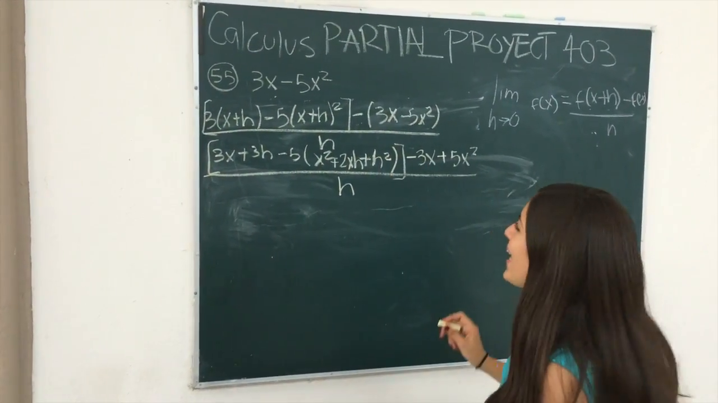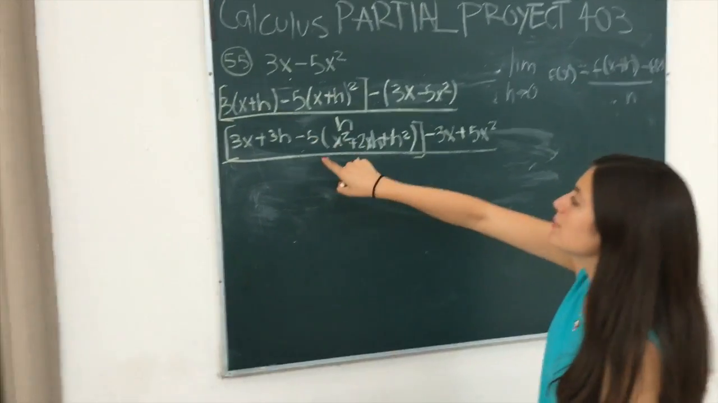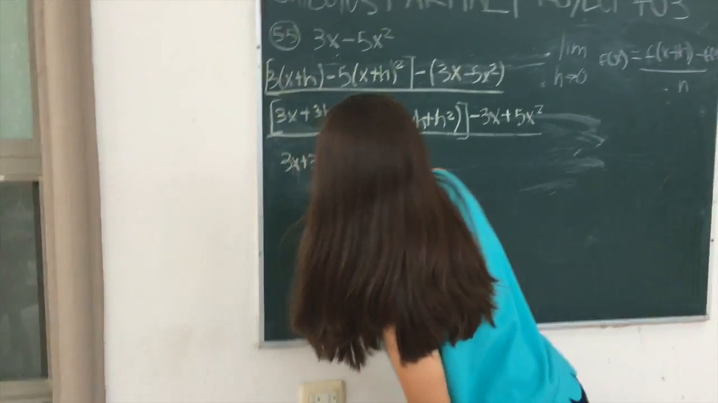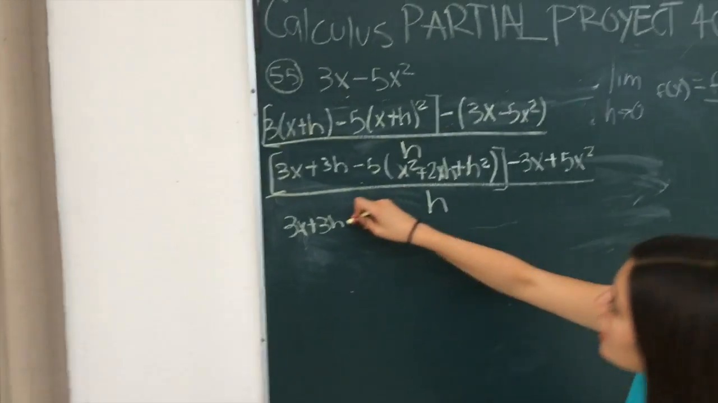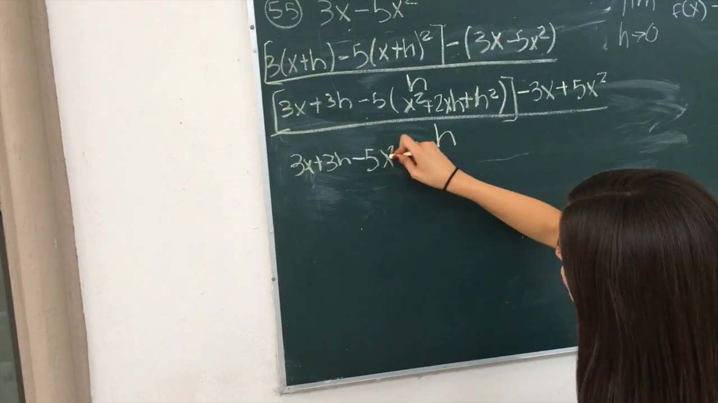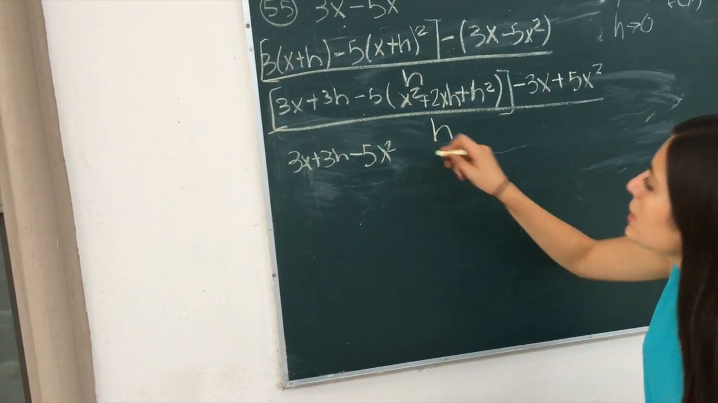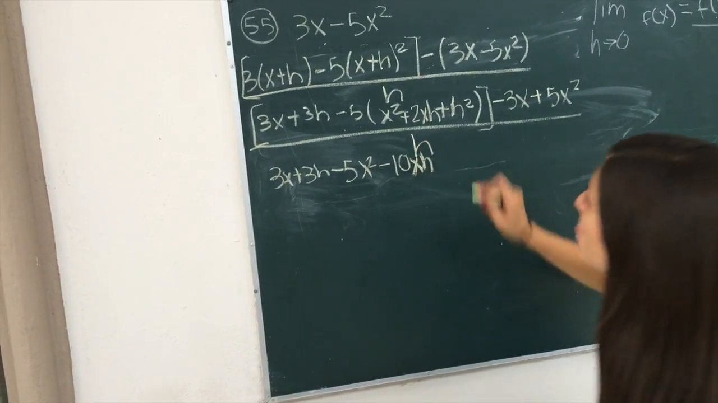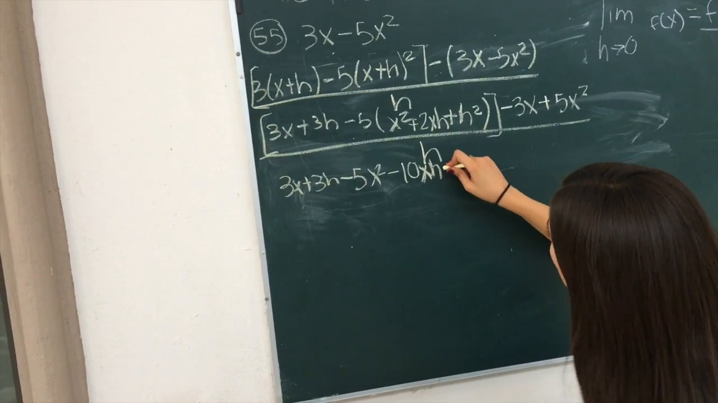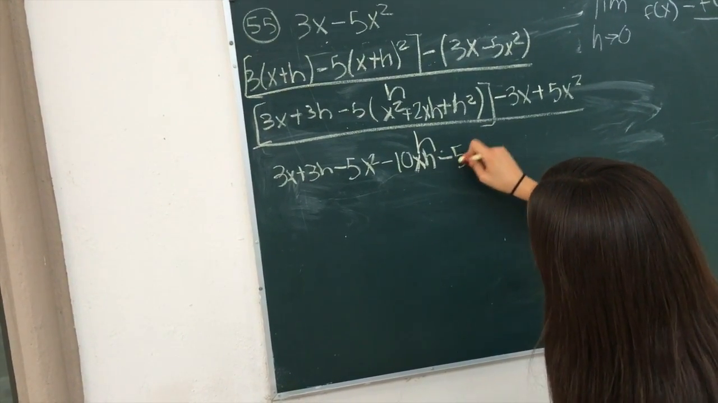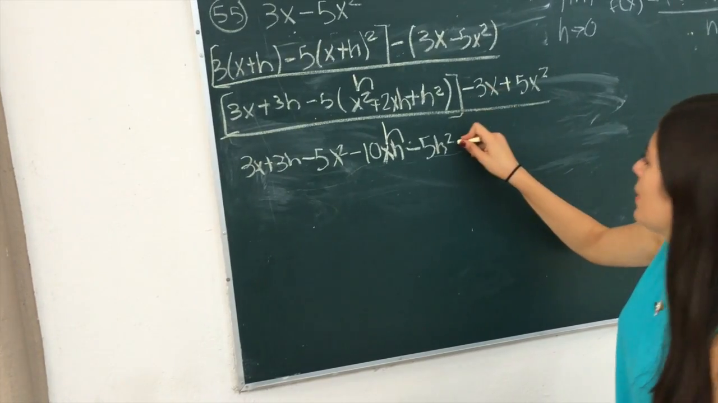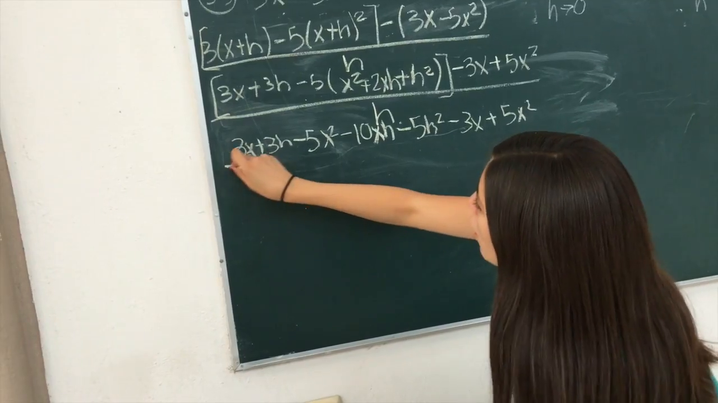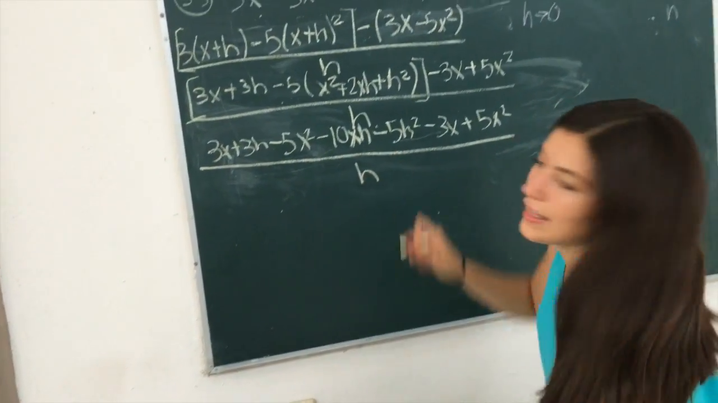Okay, now we're going to multiply this negative 5 times this. So it's 3x plus 3h. Negative 5 times x squared gives you negative 5x squared. Negative 5 times 2xh gives you negative 10xh. And then negative 5 times h squared gives you negative 5h squared. And then you put negative 3x plus 5x squared. All of these over h, okay?